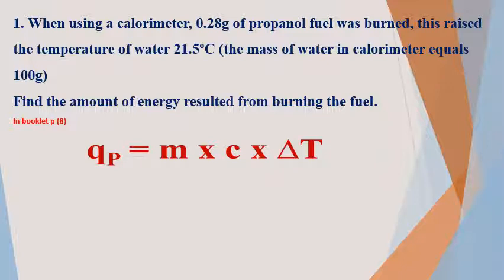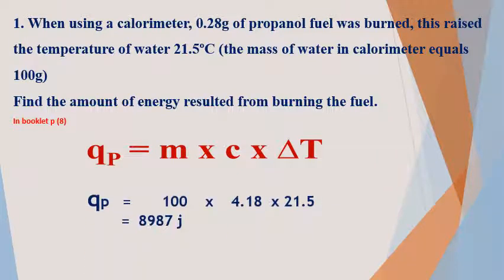QP equals mass multiplied by specific heat multiplied by delta T. Here I want to calculate QP equals mass of water, 100 gram, multiplied by the specific heat of water, which is a constant value, and you must know it, 4.18. This is the specific heat of water. So if he asks you about the quantity of heat absorbed or released by water, you know that the specific heat of water equals 4.18.